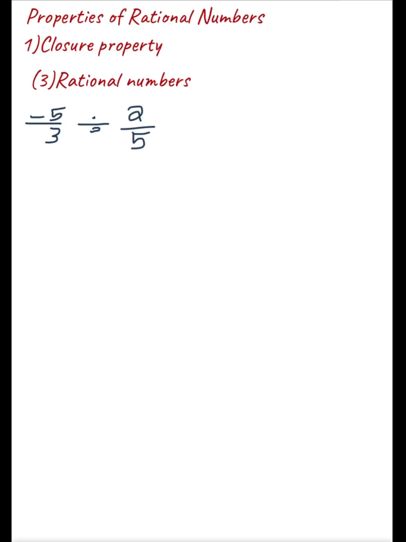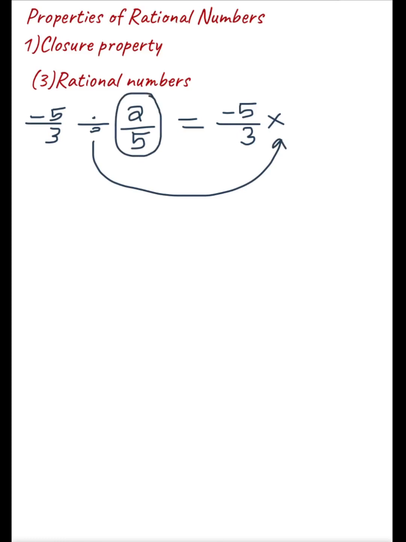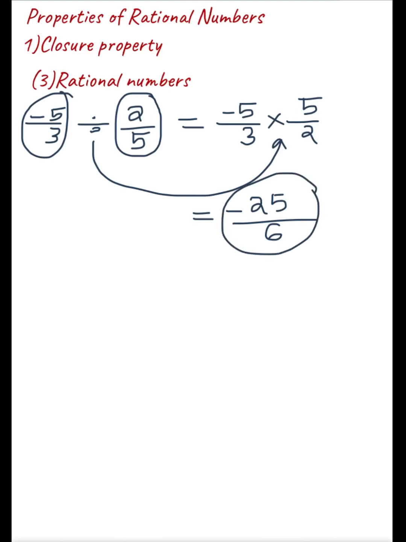So how will you perform the division? You know that you have to write the first number as it is, and then instead of this division sign, you can put this multiplication sign, and then put the reciprocal of 2 by 5. What is that? 5 by 2. So what will be the answer? Minus 5 into 5 is minus 25, divided by, what is 3 into 2? It's 6. So the answer will be minus 25 by 6. So here also you have taken two rational numbers, minus 5 by 3 and 2 by 5, and divided them, and the answer is again a rational number. So in this case you can say rational numbers are closed under division.